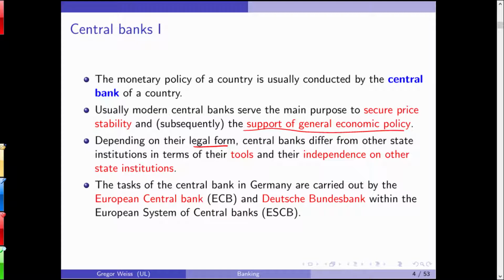And if you know this fact, it's of course quite easy to see that a bank, especially one that is organized as a stock company, also has a balance sheet.